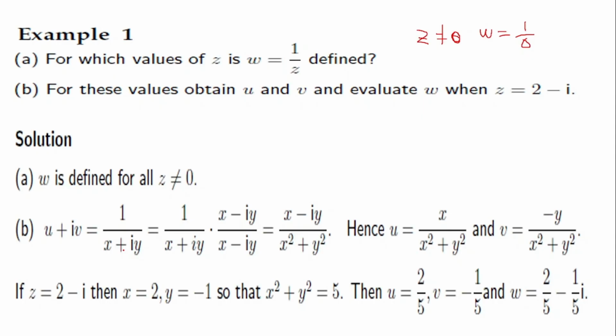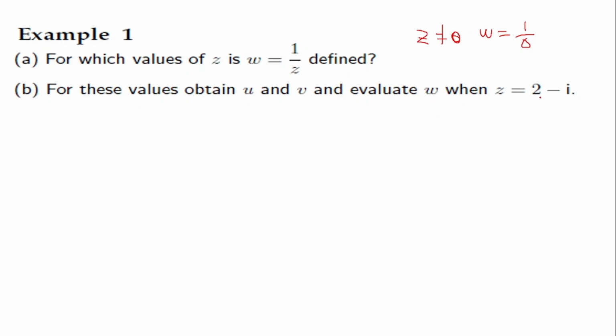Now, when z is equal to 2 minus i, how do we solve this problem? Somebody said it correctly, but the first thing we have to do is introduce w, which is in terms of u and v. Then we have to introduce z, which is of the form x plus iy. After we do that, we will use the values x equal to 2 and y equal to minus 1, and then we'll solve it.